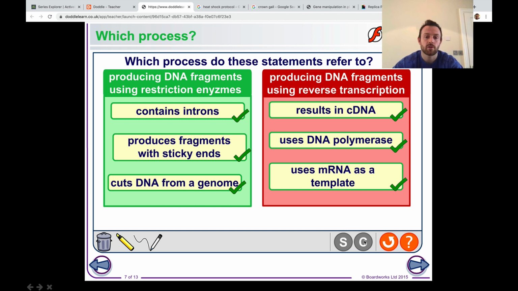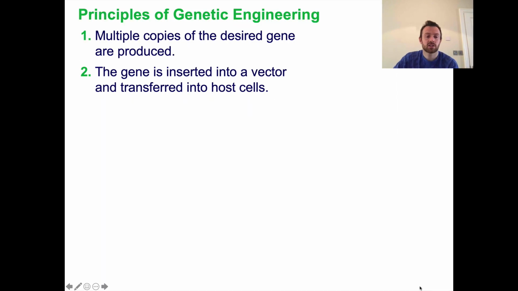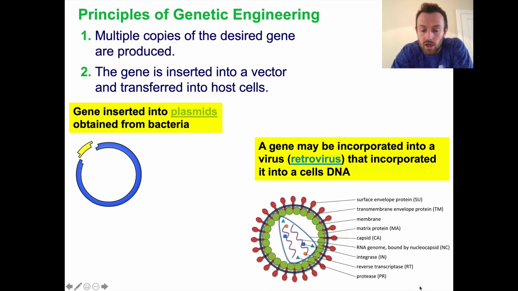We've just been talking so far about how we get the genes, and we've got a few more bits to do. The next thing is inserting the gene into a vector and transferring it into host cells. So a vector is a thing which can transfer a gene from one place to another. Anything that can carry or insert DNA into a host organism. Some examples might include a plasmid obtained from a bacteria. We're going to look at that in a bit more detail. Or it might include a viral vector.